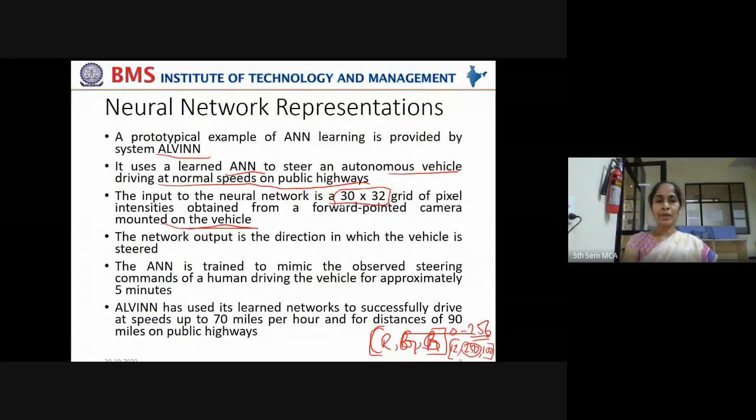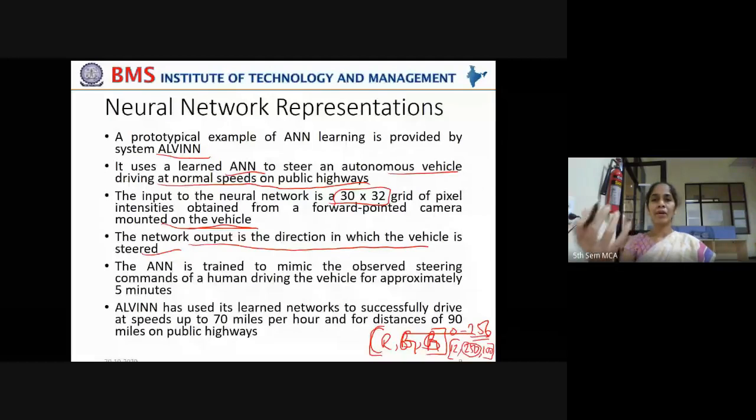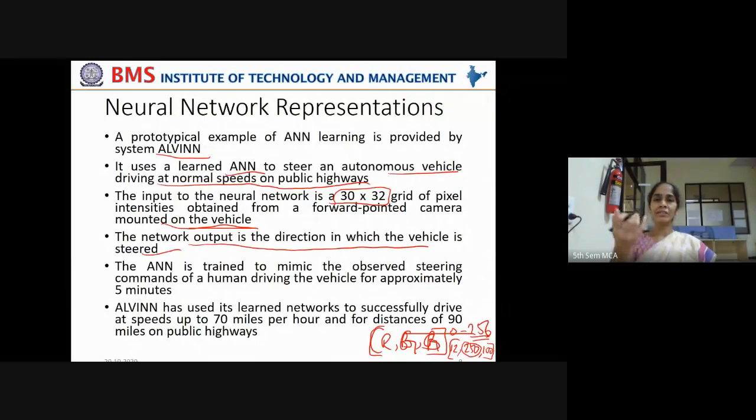Let's proceed slowly. The network output is the direction in which the vehicle is steered. Correct? That is what I said. It takes the road visuals through the camera, converts them into a grid of pixels, and gives them as input to the artificial neural network. It processes the data and guides the vehicle in order to move in a particular direction. That is the output. Now the artificial neural network is trained to mimic the observed steering commands of a human driving the vehicle for approximately 5 minutes. It is already trained by a human driving the vehicle for 5 minutes.